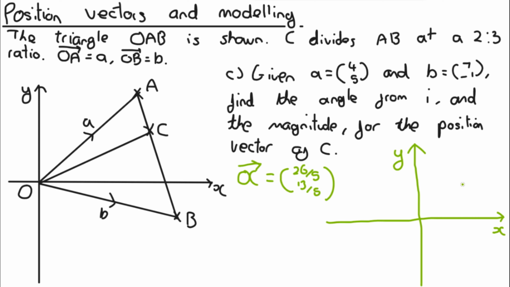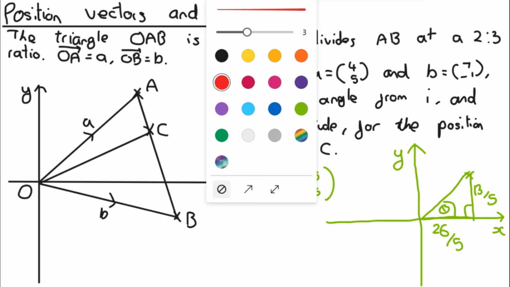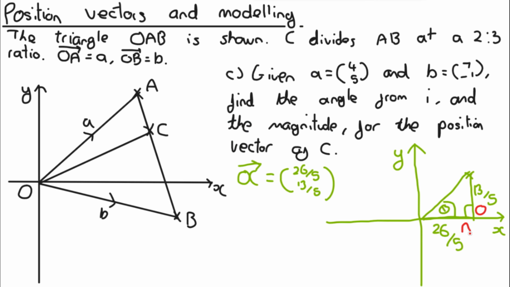So the vector is going to be somewhere up here, so we're going to draw a triangle like this. So it goes to the right by 26/5, and it goes up by 13/5. So right angle triangle, obviously, and we need to find the angle between I and the vector, so it's going to be this angle here, and therefore we can use SOHCAHTOA quite easily. This is O, this is A, this is H.